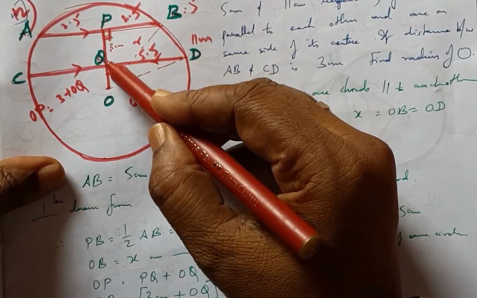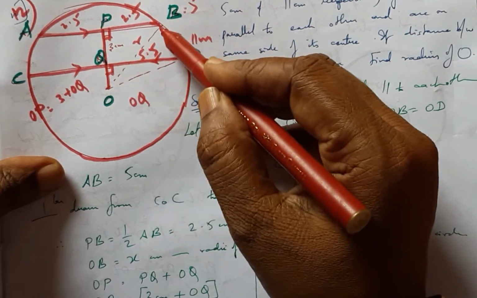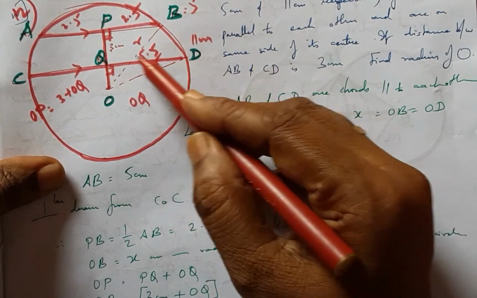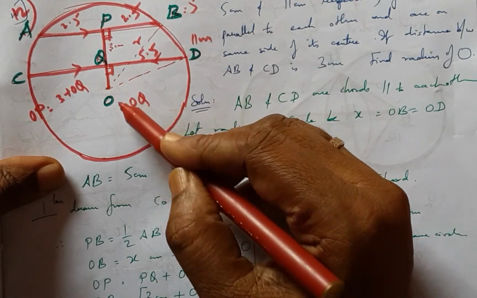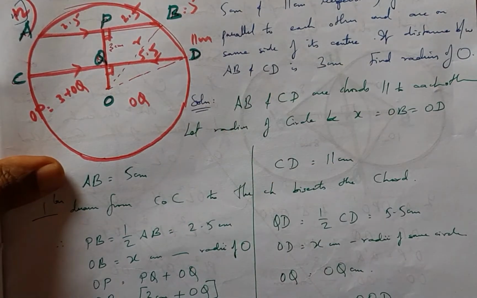This is 2.5, this is 3 plus OQ, and that will go into the making of the radius, finding the radius. And for this triangle, it is 5.5 plus OQ. This square and this square will give OQ square.